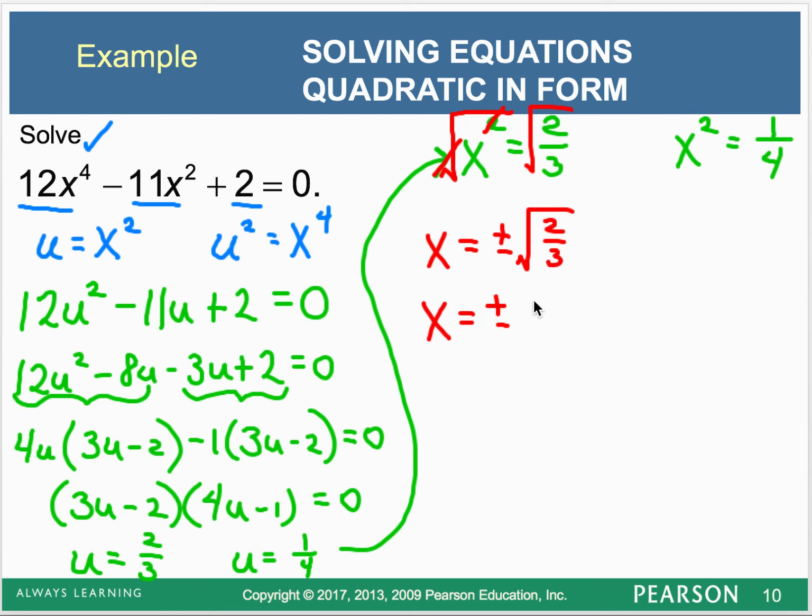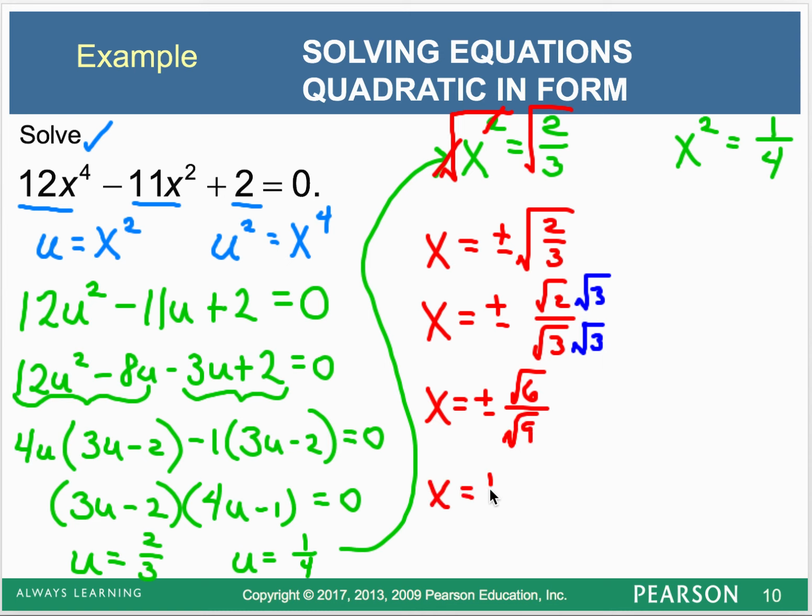First of all, to do that, I need to separate it. And then I'm going to multiply the numerator and the denominator, just like when we did those complex numbers, right? We've got to multiply by the same thing on top and bottom so it doesn't change our value, but so that this becomes rationalized. So then we have x equals plus or minus square root of 6 over square root of 9. And square root of 9 I can actually do. So square root of 6 over 3.